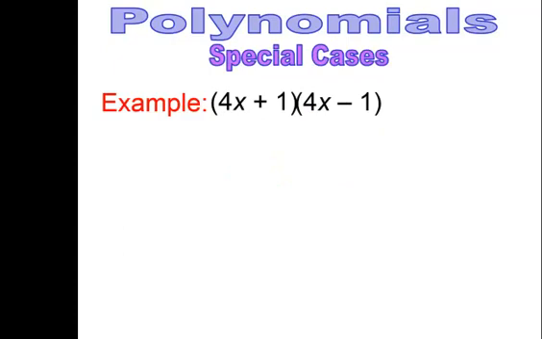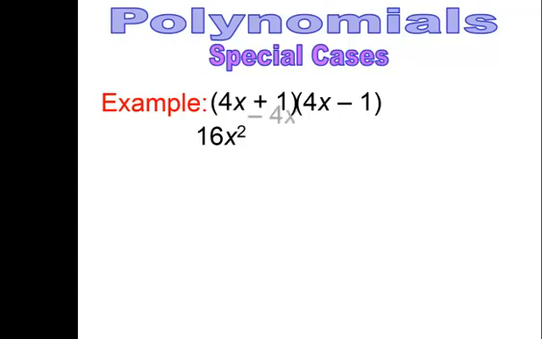Here's the next special case. Now this is a special case. Notice here that the binomials kind of look the same, but one has a plus in it and one has a minus. So this is not a squared binomial. This is called the sum and difference. But when we multiply this out, we take 4x times 4x, which is going to give you a 16x squared.